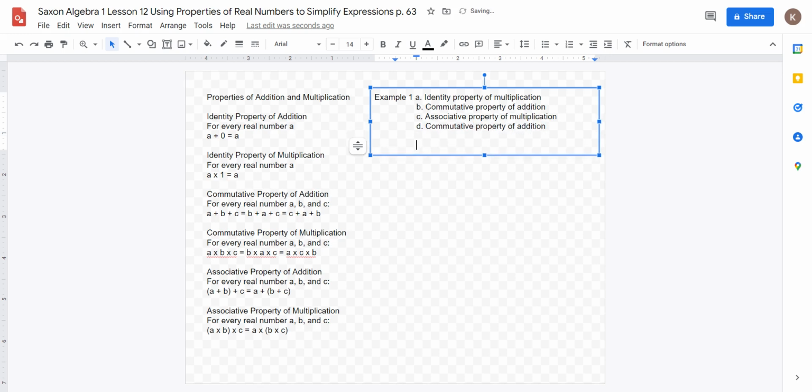All right, let's take a look at example 2, and we'll look at 2A. Tell whether each statement is true or false. So using our properties, is GH equal to HG? Well, yes, this is true by the commutative property of multiplication, but we need to use real numbers to prove that this is true. So let's do, I don't know, 6 times 4 equals 24. 4 times 6 equals 24.